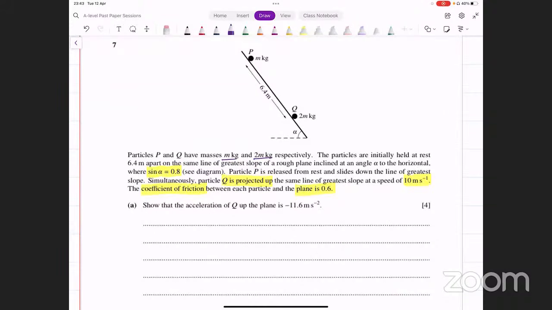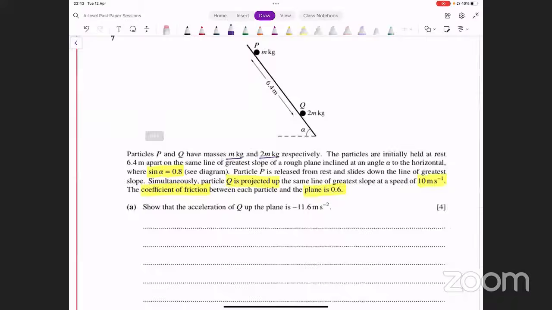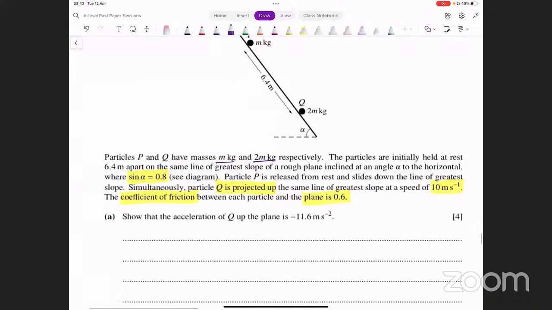अब इसमें तो P की तो बात ही नहीं हो रही, so we only have to consider Q right now. Now let's think of all the forces that are applying on the object Q. Q के ऊपर कौन कौन सी forces लग रही हैं? We've got the weight of Q that's acting vertically downwards. Weight कितना होगा? 2m is the mass. 2m times 10, that is 20m. That's the weight of the object Q.